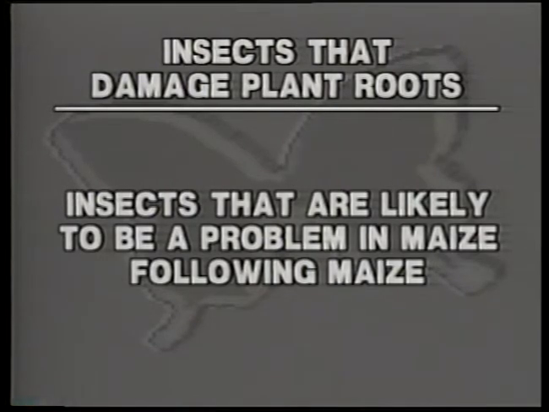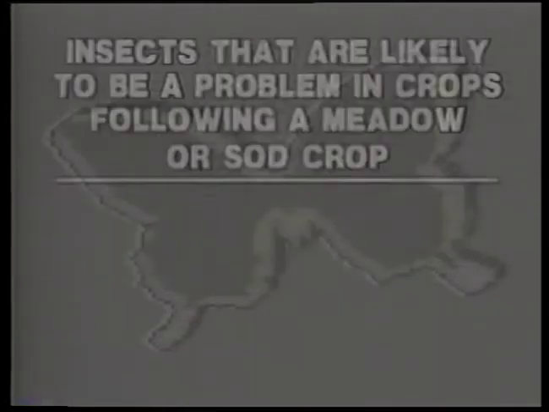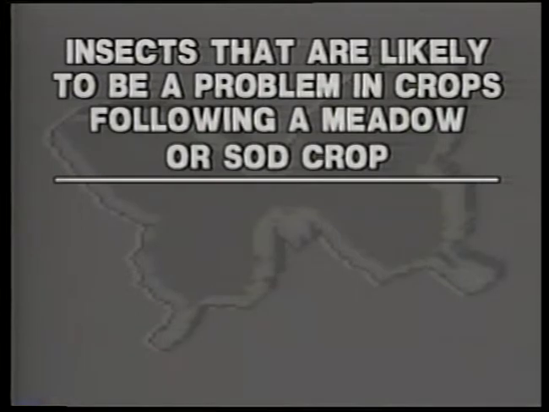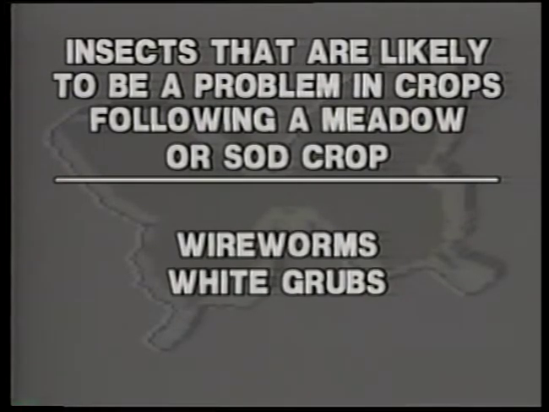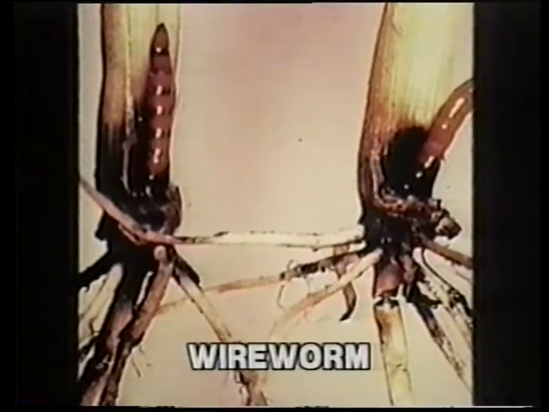Root-damaging insects that are likely to be a problem in crops following a meadow or sod crop include wireworms and white grubs. The wireworm may be up to 4 centimeters long. They have a slick, shiny appearance and range from brownish to reddish in color. The adult wireworm is the click beetle. It is called a click beetle because when you touch its back, it clicks or jumps.